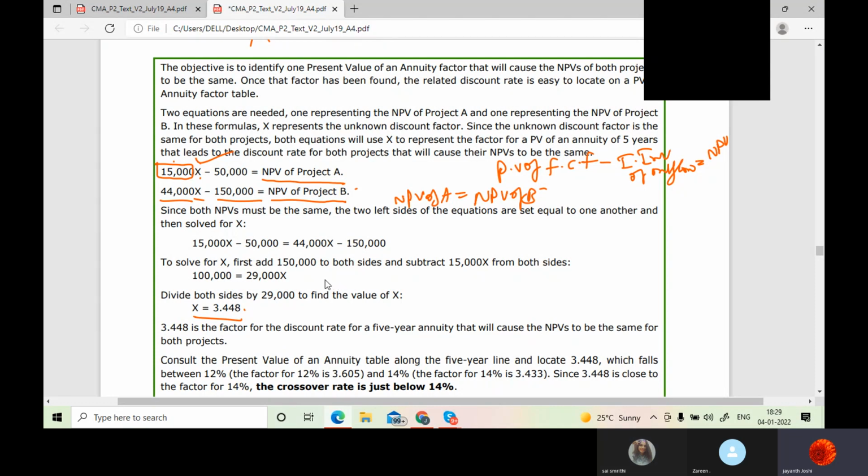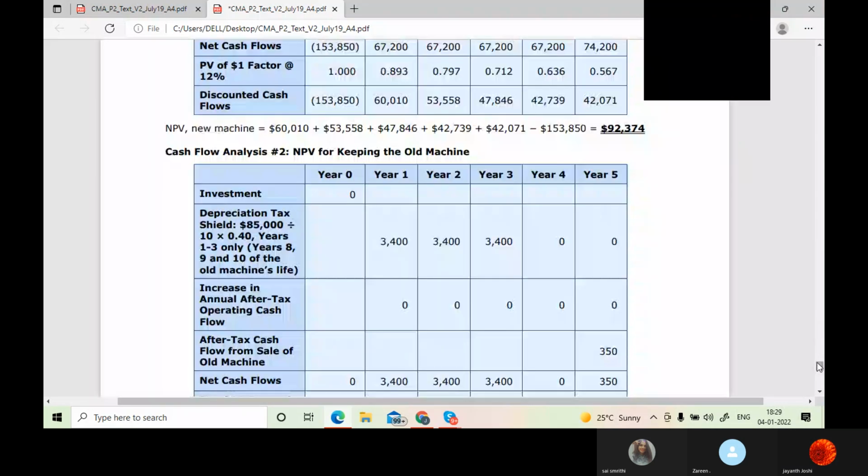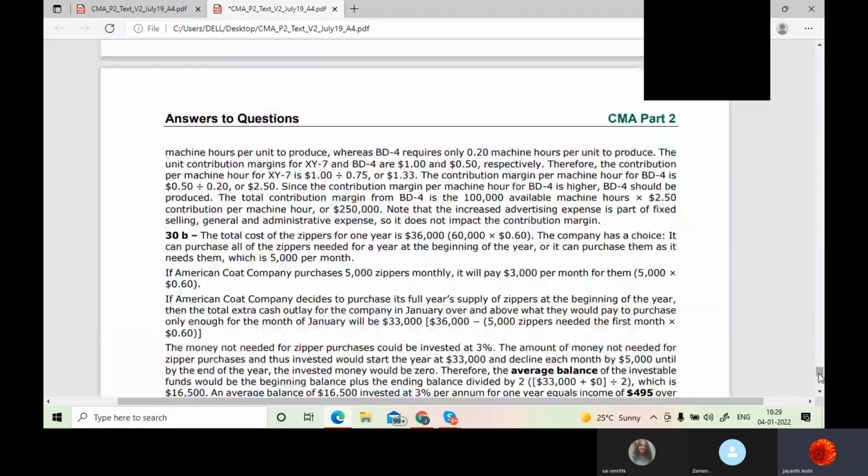So what you need to do is go to the present value of annuity table. There you have to see for the fifth year where you are getting 3.448.